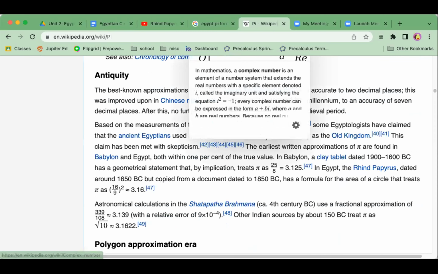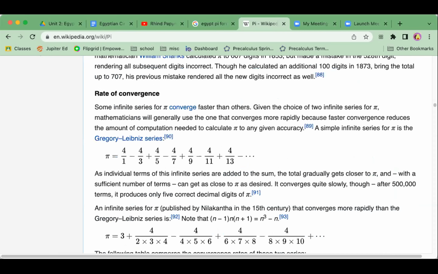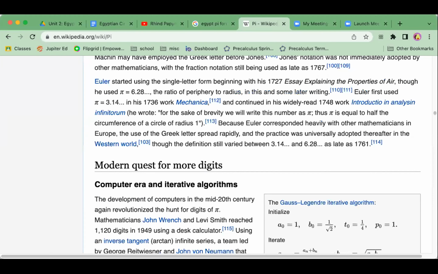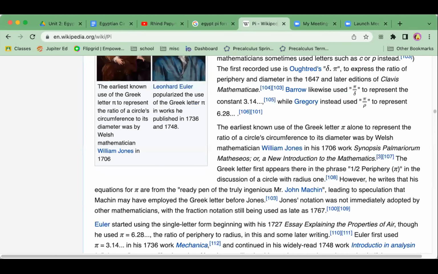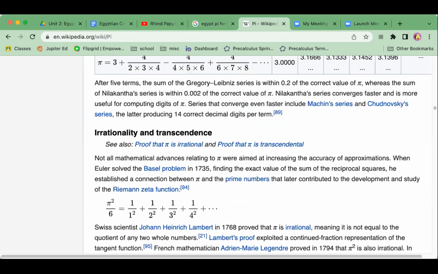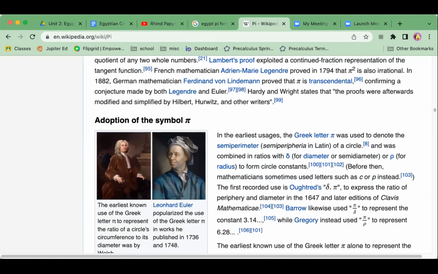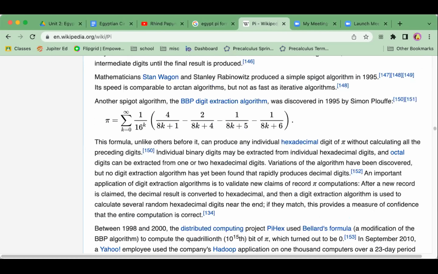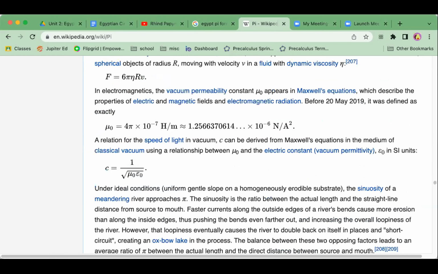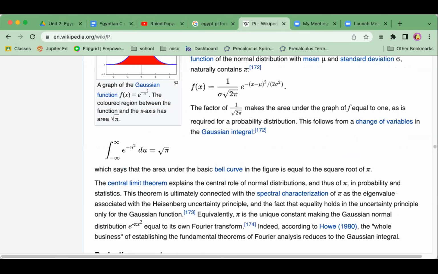Also untrue is, hold on, where is it? I'm looking for a place where they're saying that the Egyptians had a specific value of pi. There should be some kind of chart that has different values of pi over the years. Just Control F and type Egyptians. Good idea.